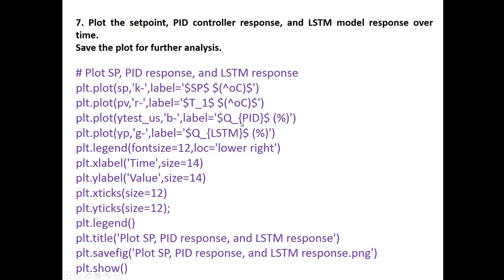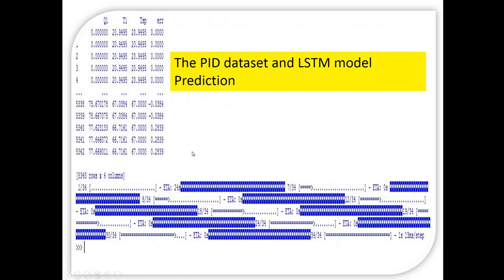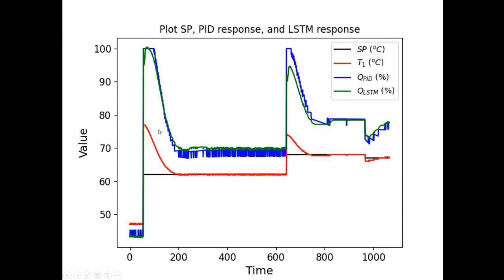Now the seventh step is to plot the set point, PID controller responses and the LSTM model response over time and save the plot for further analysis in a PNG file. So now, as you can see on the screen, the original PID dataset was looking like that with 5400 rows, and Q1, T1, TSP and error as the columns. And finally, after the model prediction, the output would look like that for the test data.